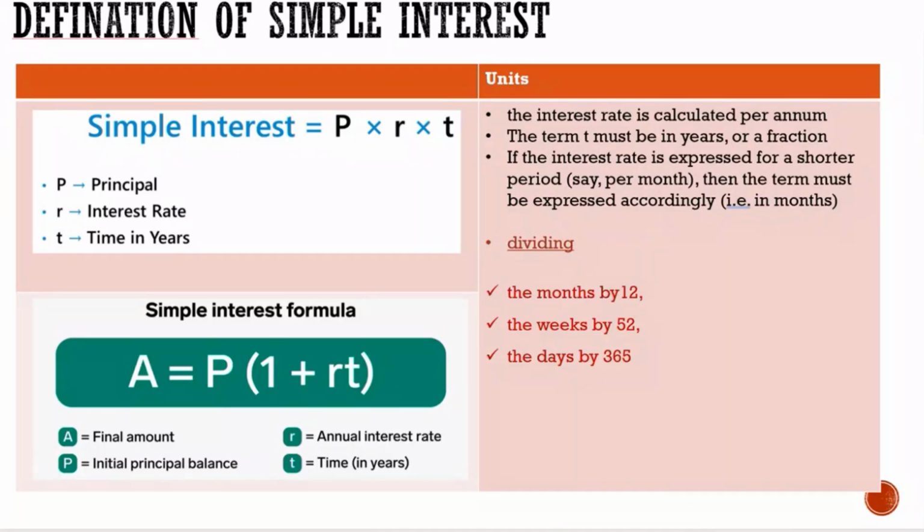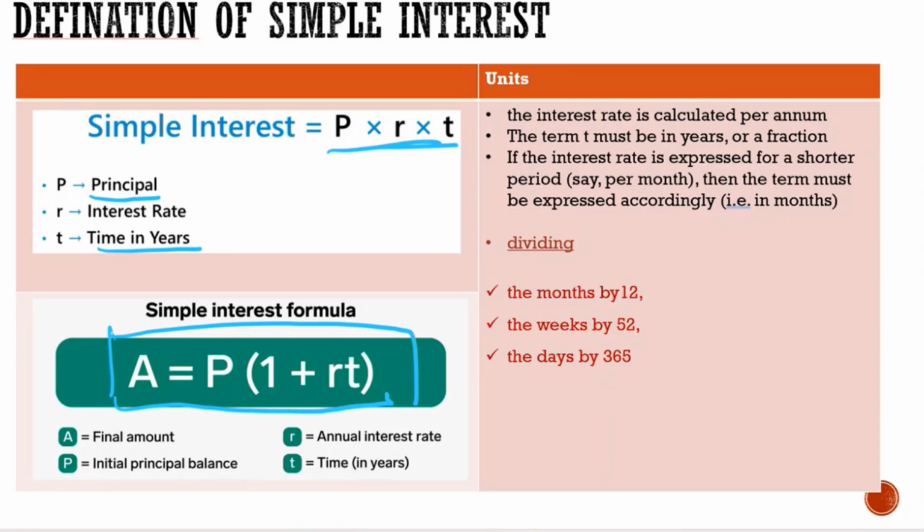You've got this notation that describes the simple interest: PRT, whereby P is your principal, R is your interest rate, and T is your time, like in years. It's always put in years. Another formula for the simple interest is the accumulated amount, which is equal to P into 1 plus RT.